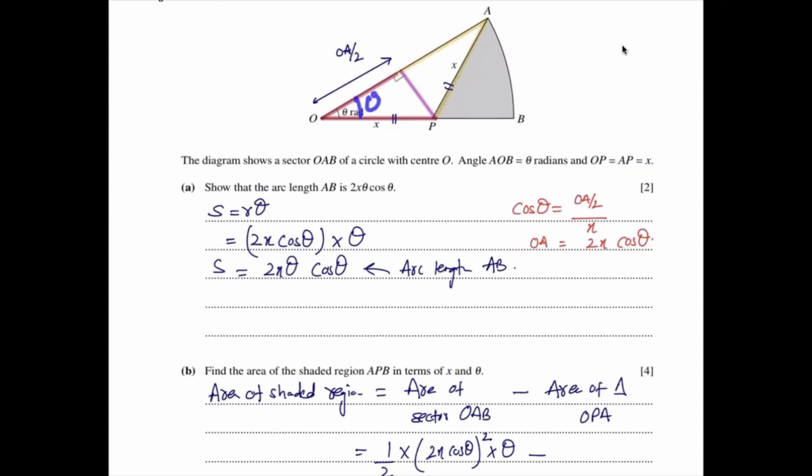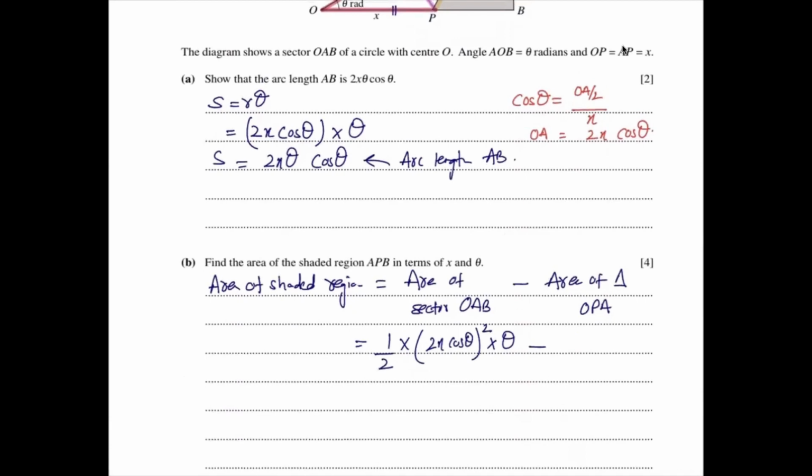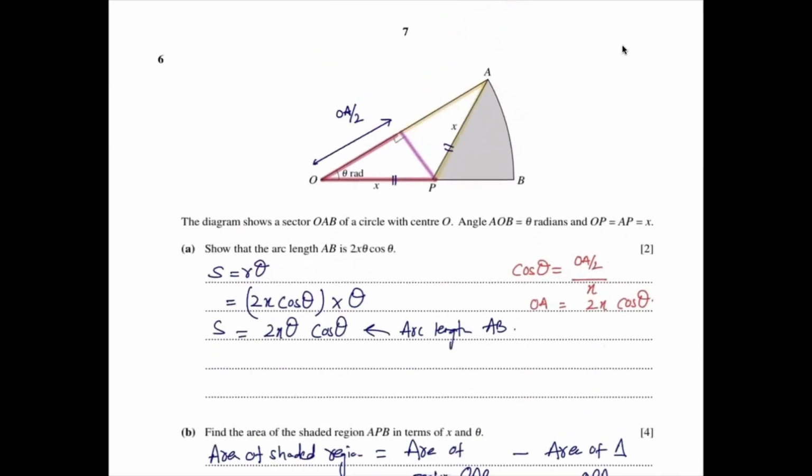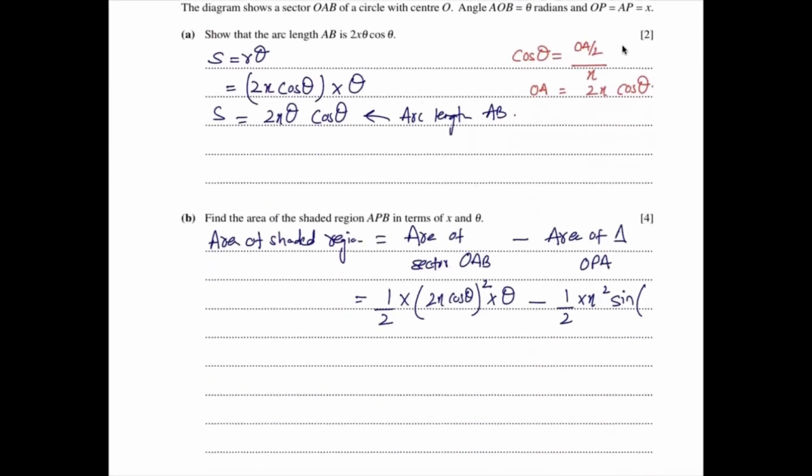Or if you know that this angle is theta, this angle is theta, so this angle is going to be pi minus 2 theta. Once you know this angle and these values of x, the length, you can use half into AB sine theta to calculate the area of the triangle. Both can be done. So, area of the triangle OPA would be half times x square times sine of the angle. This angle OPA is going to be pi minus 2 times theta.